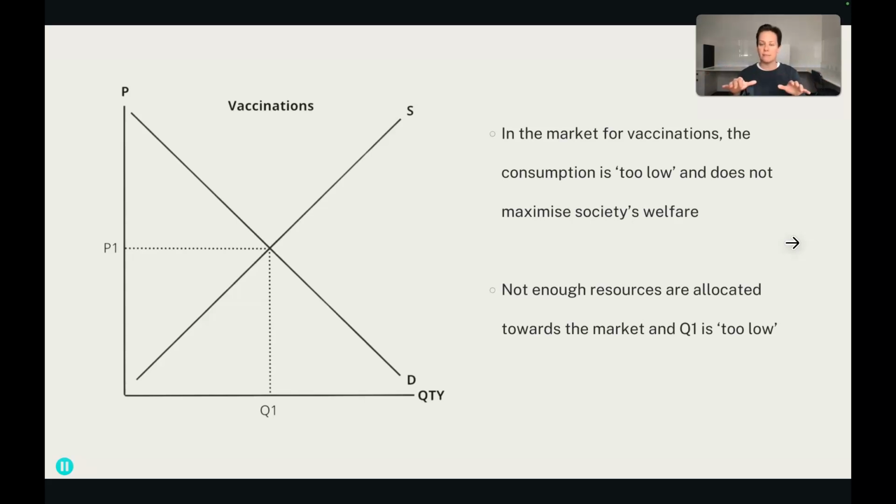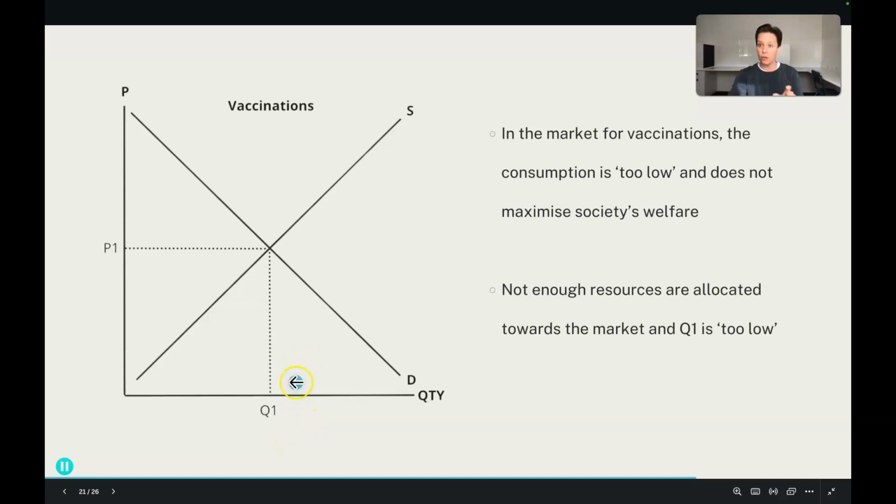None of that exists in this market. This is the market for vaccinations without any government intervention. And what we're saying at Q1 is that there is an under-allocation of resources towards this market. And as a result, Q1 is too low. And because Q1 is too low, it implies that not enough of the vaccine is being consumed. And maybe that's because the price is too high. We're not sure, but at the end of the day, we're concerned with what's happening on the x-axis, and we're saying that Q1 is too low.